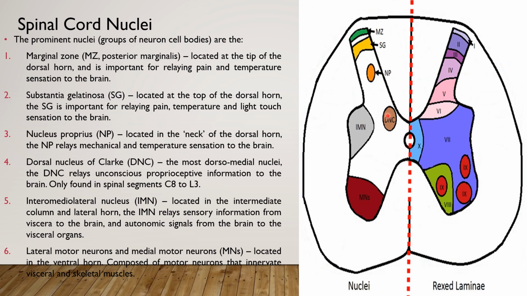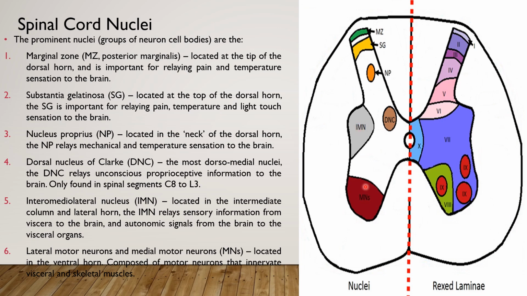The fourth is DNC, that is dorsal nucleus of Clark. It is located in the dorsomedial nuclei. It relays unconscious proprioceptive information to the brain. Next is IMN, that is intermediolateral nucleus. It is located in the intermediate and lateral horn of grey matter, and it relays sensory information from viscera to the brain and autonomic signals from the brain to the visceral organs. So this is mixed.